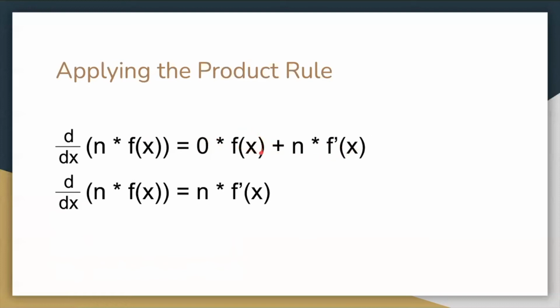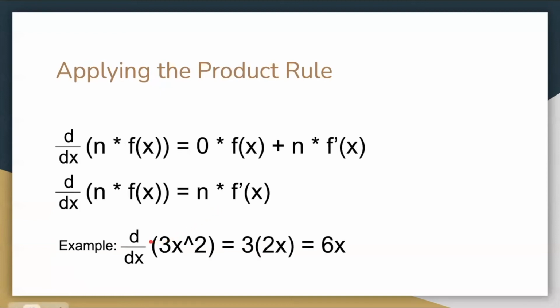And 0 times anything is 0, so we don't care about this. So we're left with n times f prime of x. So this means that if you have a constant times a function and you're trying to find the derivative, you can just ignore the constant, find the derivative of the function, and then multiply it by the constant afterwards.